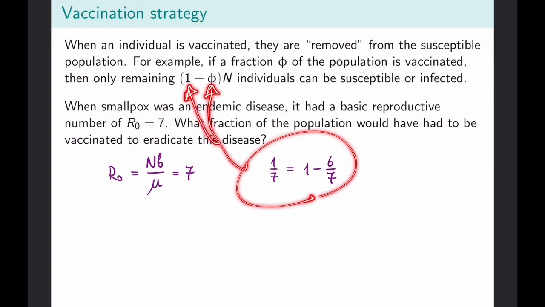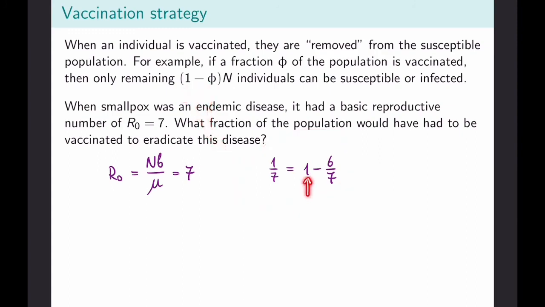Once you write it down this way, you can match it part by part to 1 minus phi. This is my 1, this is my phi. So this is what I have as the proportion of the population that needs to be vaccinated in order to bring down the R0 of the smallpox below 1. 6/7 of the population need to be vaccinated in order to contain smallpox. 6/7 of the population is just above 85%.